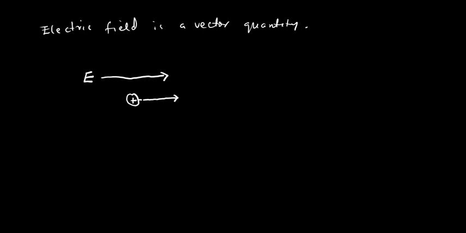Is that understood? Please pay attention. I said this is an electric field. We assume we have an electric field at this point, and we bring in a positive test charge in this field. What will happen to this positive test charge?